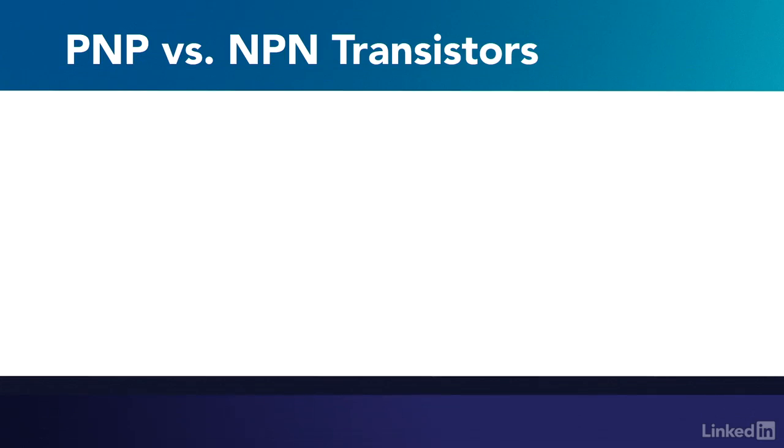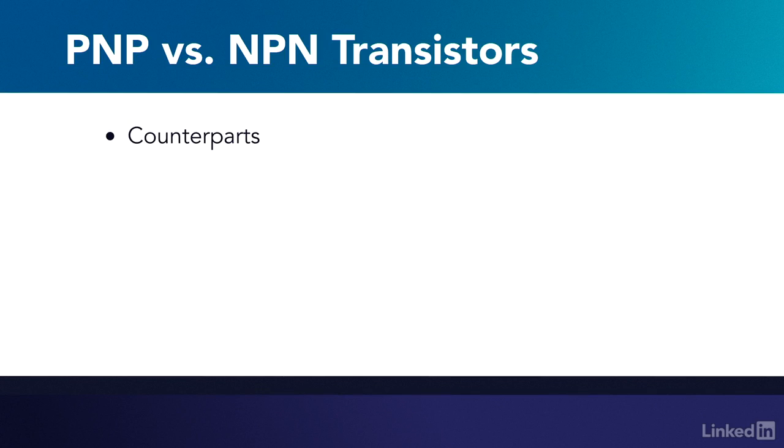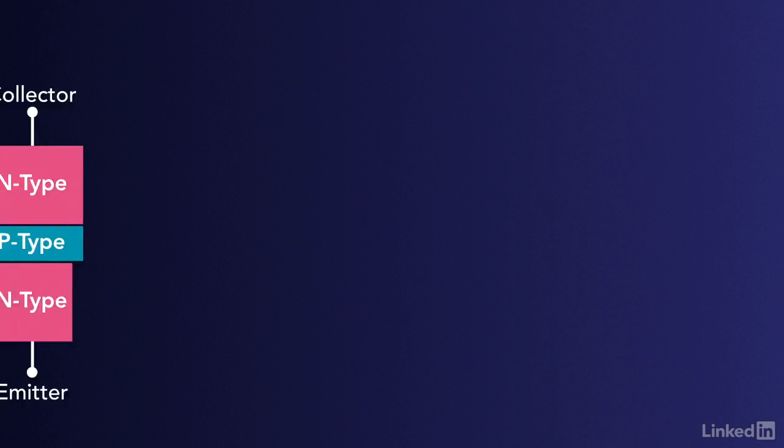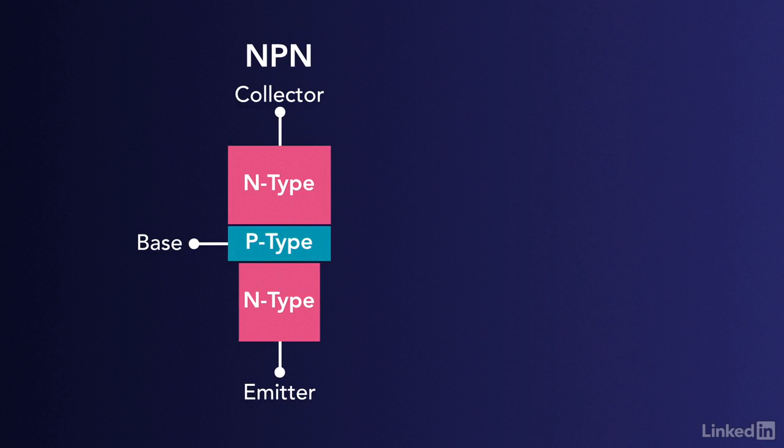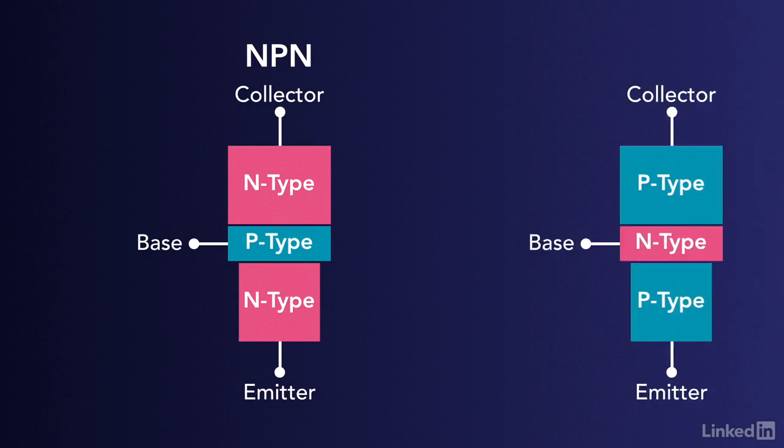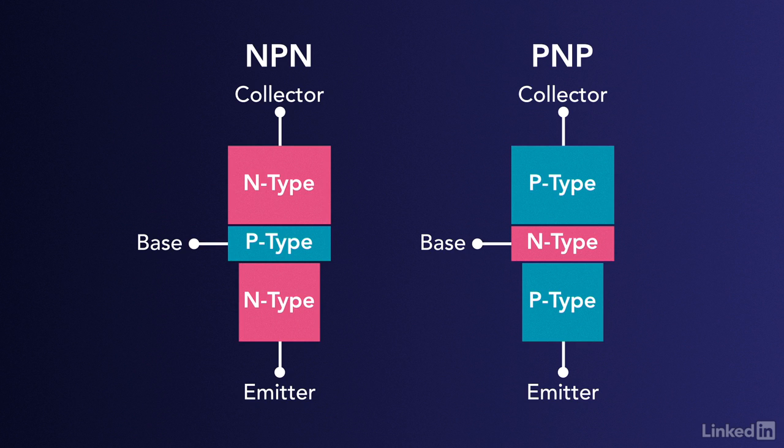A PNP bipolar junction transistor is the counterpart to an NPN transistor, working in basically the same but opposite fashion. So the easiest way to understand how a PNP works is to compare it to the NPN. Structurally, where the NPN transistor consists of a section of P-type material sandwiched between two N-type sections, the PNP transistor has two P-type sections with a region of N-type material in the middle.